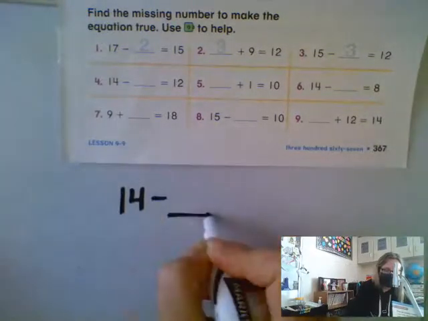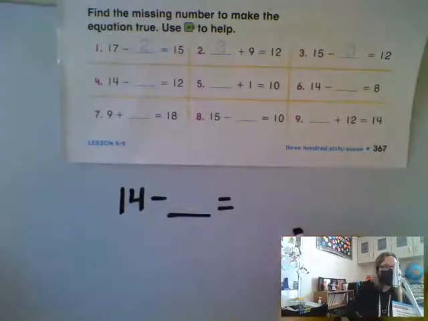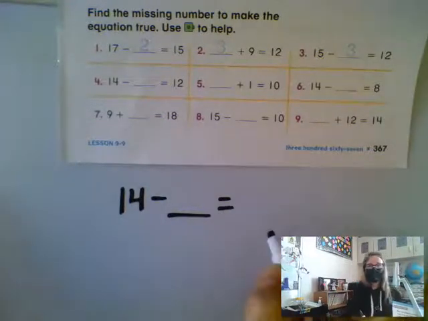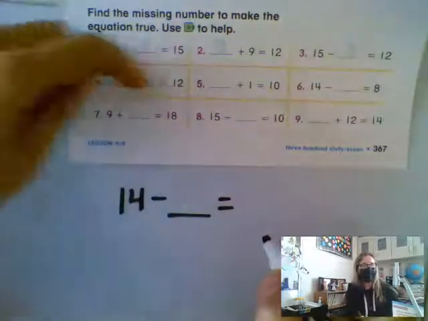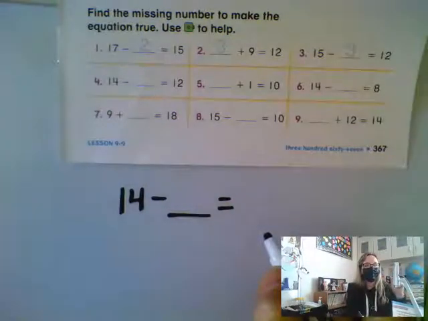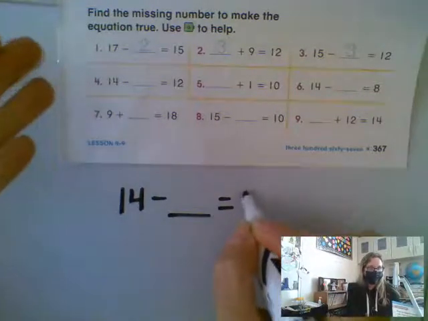14 minus some number we don't know equals... No, I didn't ask you to give us the answer. I asked you to tell us what the equation says right now. 14 minus blank equals 12.